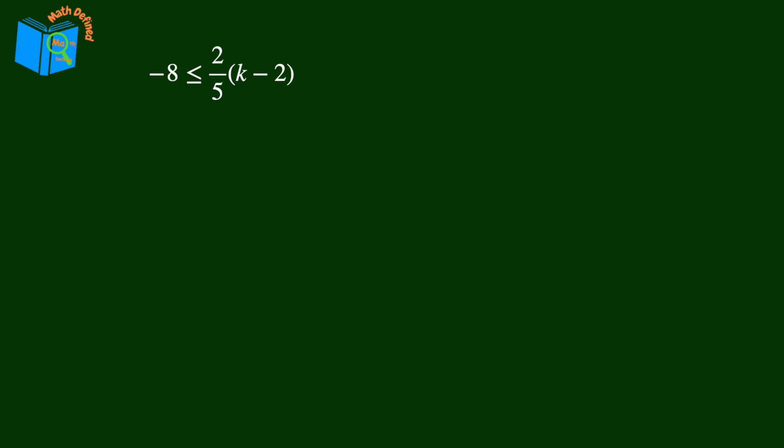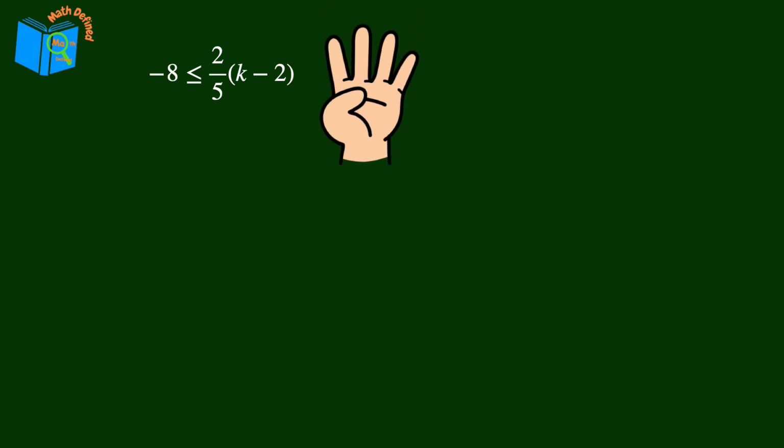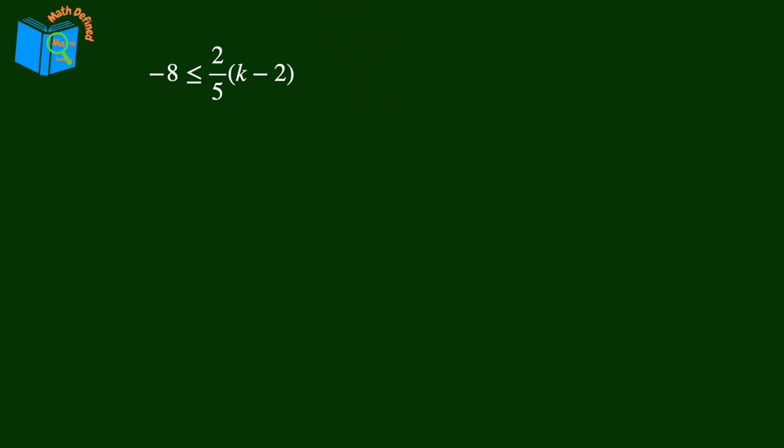Okay, this one looks challenging. Negative 8 is less than or equal to 2/5 times the quantity k minus 2. Solving this inequality is going to require 4 steps. The first step is to distribute the fraction on the right side by multiplying it to each term in the parentheses. 2/5 times k is 2/5 k, and 2/5 times negative 2 is negative 4/5.